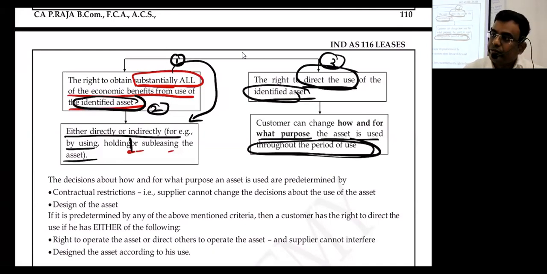The customer can change how and for what purpose. I told you, sometimes when the strength is heavy, we'll have classes here and there. We'll connect both projectors by using a splitter. Yes sir. We had FR classes with 2 monitors, so like that we'll have it for 2 projectors. Then I should decide. The customer can change how to use. If the vendor says no, you should not remove any wire from that, you should use it the way I installed it, then I don't have the right to direct how to use. I don't have control. You agree with me or not? Then it is not a lease.